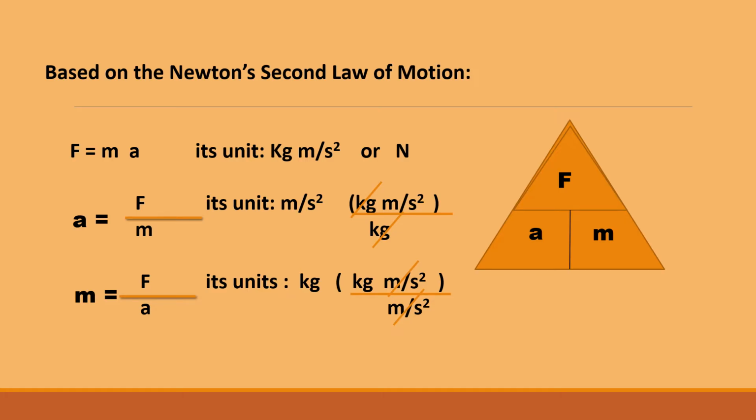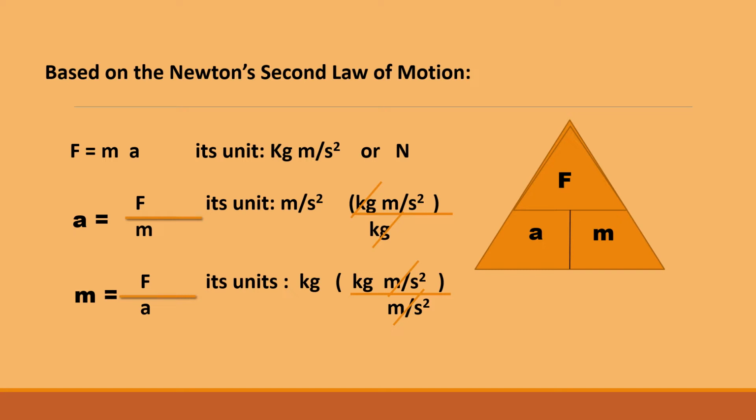N. For acceleration, we can solve using the equation of force divided by mass. The unit of acceleration is meter per second squared. It is derived from the unit of force, which is kilogram meter per second squared, divided by the unit of mass, that is kilogram. Cancel kilogram and kilogram, and what is left now is meter per second squared. That is why the unit of acceleration is meter per second squared.